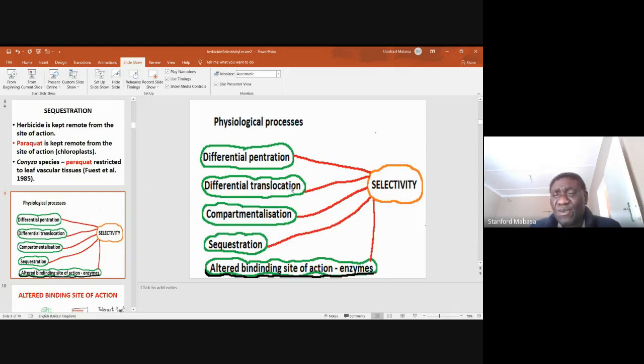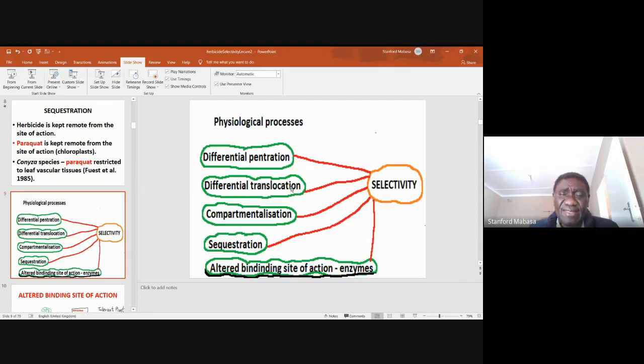So depending on how that herbicide is formulated, for example, 2,4-D, which may have to be converted to an acid form so that it can move very fast. It is the conversion process, the speed at which that conversion takes place, that will determine selectivity.